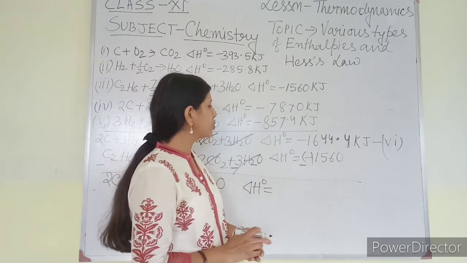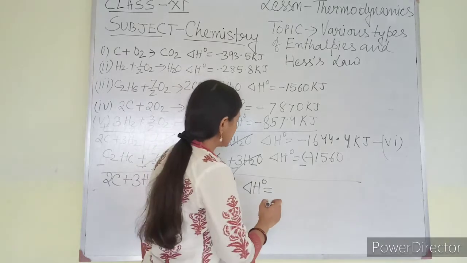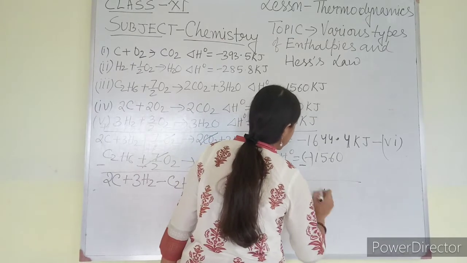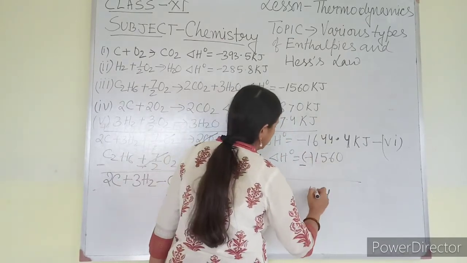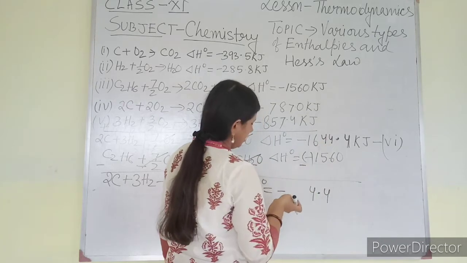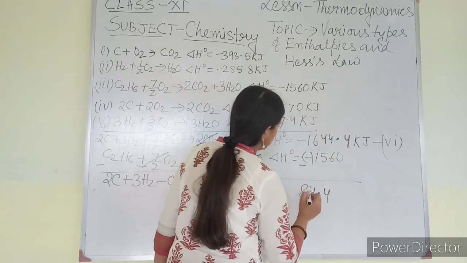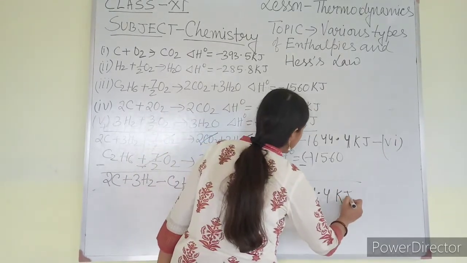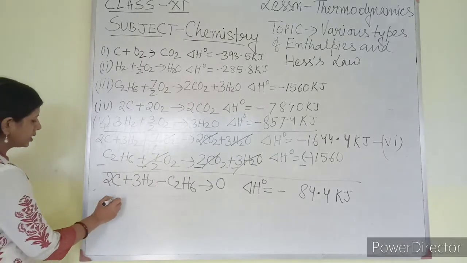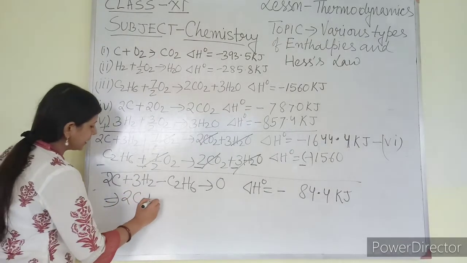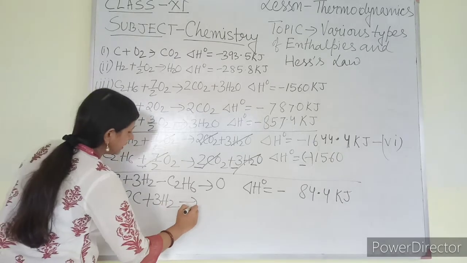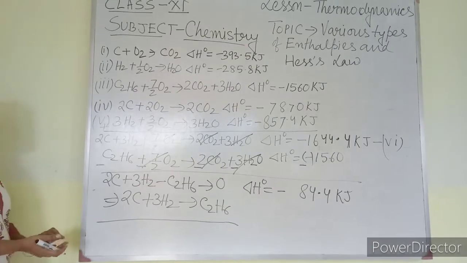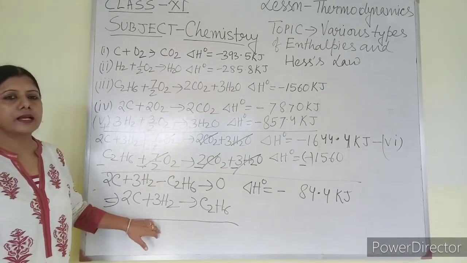So actually we will do subtraction. By subtraction the sign will be negative. So let us do subtraction. 0.4 here. So this one is minus 84.4 kilojoule, and this side I am changing the equation as 2C plus 3H2. It gives you C2H6, and this is my required equation. Isn't it so? This is my required equation.